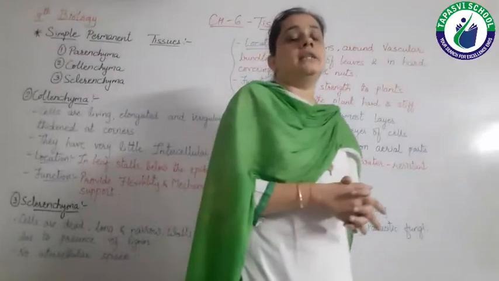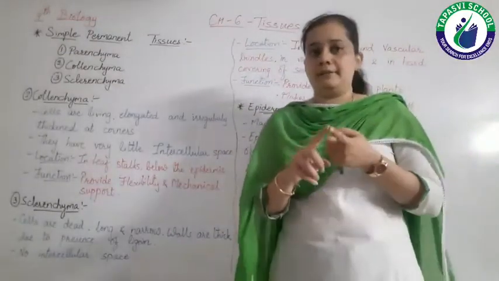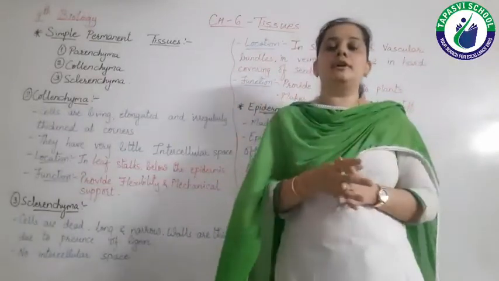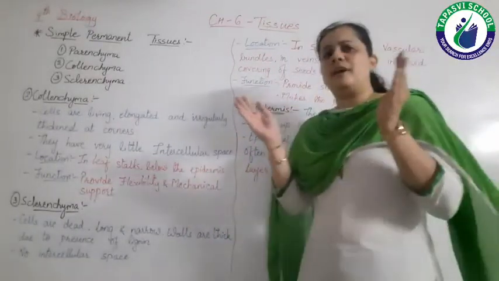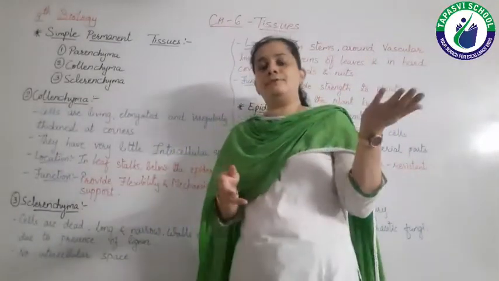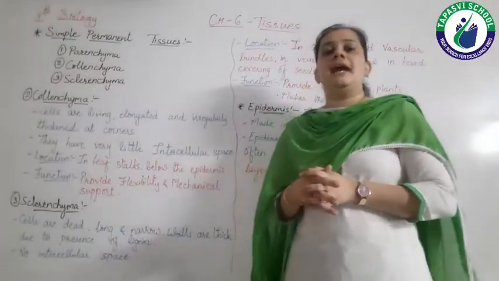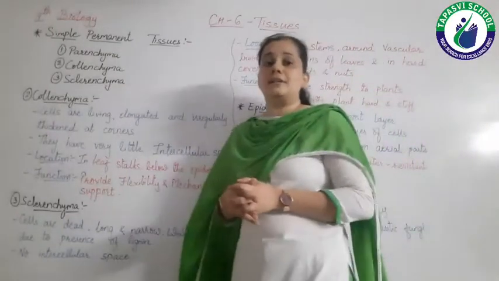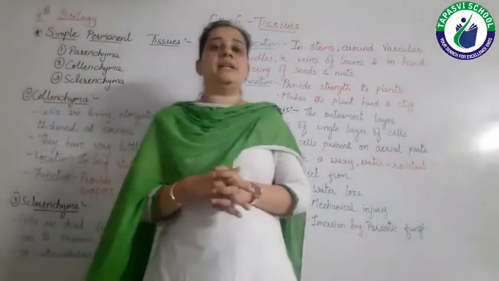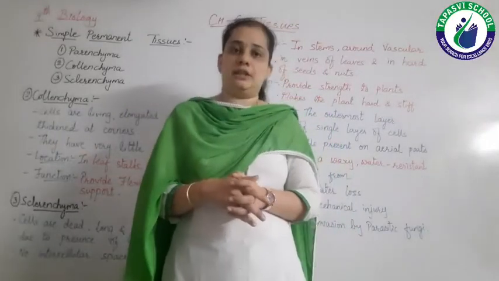Okay, so the cells of collenchyma are living, elongated and thickened at corners, right? And they have very little intercellular space between them. They are generally found in the leaf stalk below the epidermis, and they provide the mechanical support to the plants, and the flexibility is there because of collenchymatous tissue.